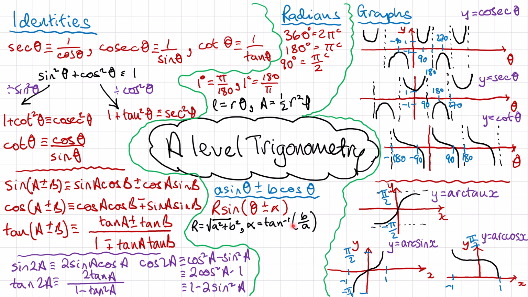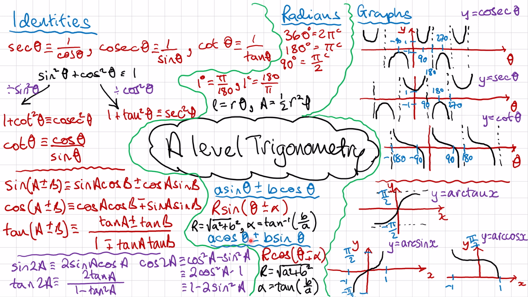and alpha will be the tan inverse of b over a, and you can match this up with the expansion for sine of A plus or minus B. So have a look at this, compare it with this, and then you can see how we get the values of r and alpha.